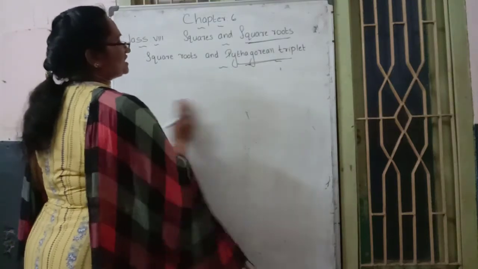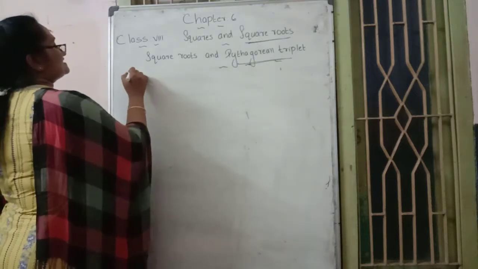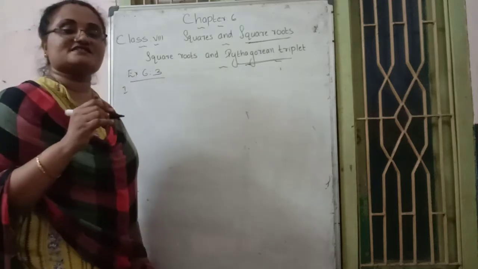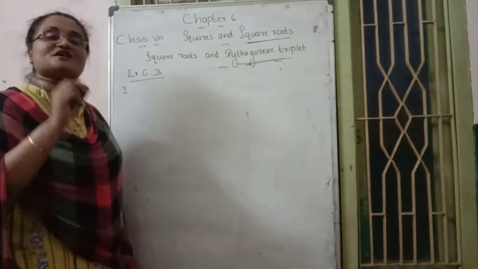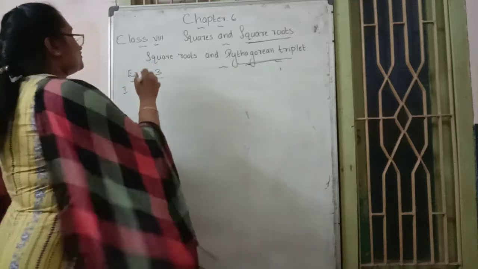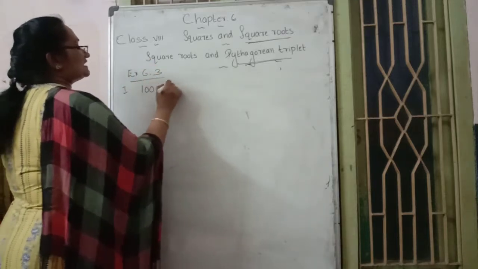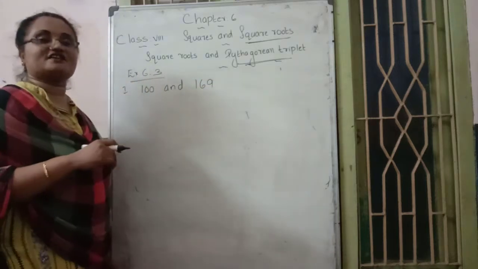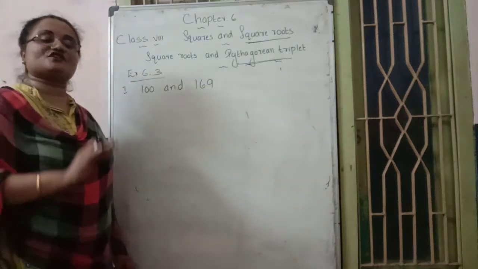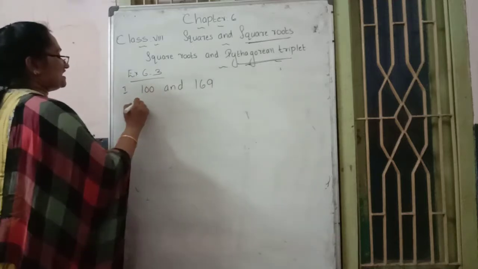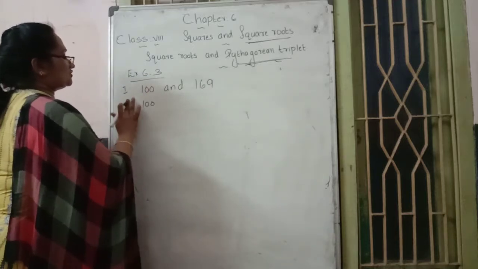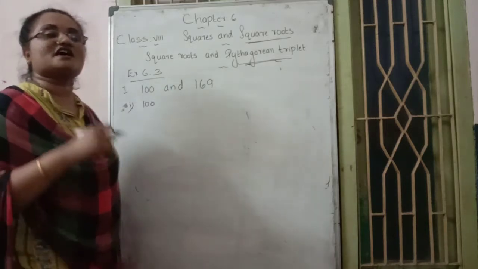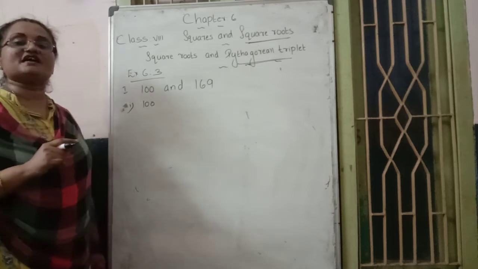How to find the square root. The exercise 6.3, first part: using the repeated subtraction method, find the square root of 100 and find the square root of 169. Two questions are there. The first question we are going to solve: how to find the square root of 100 using the repeated subtraction method.